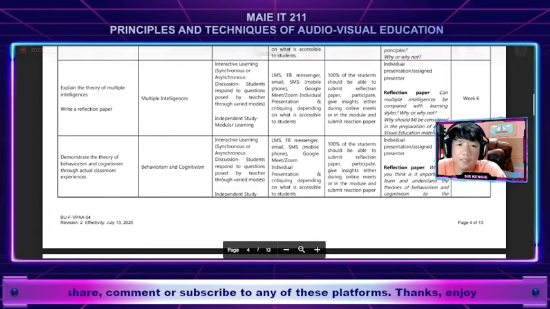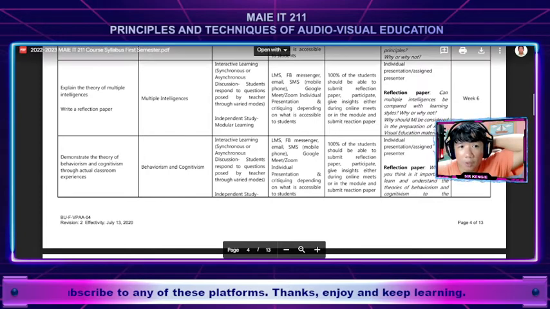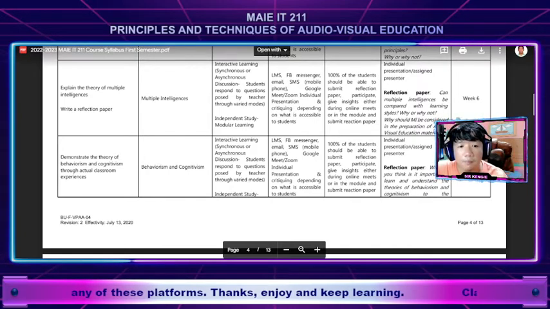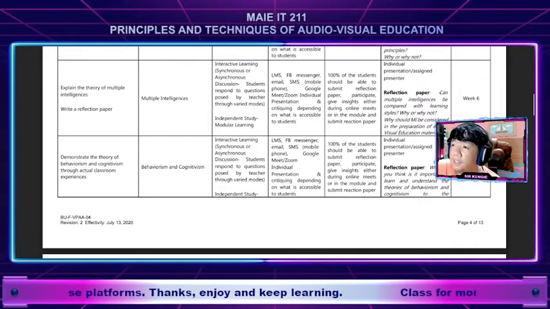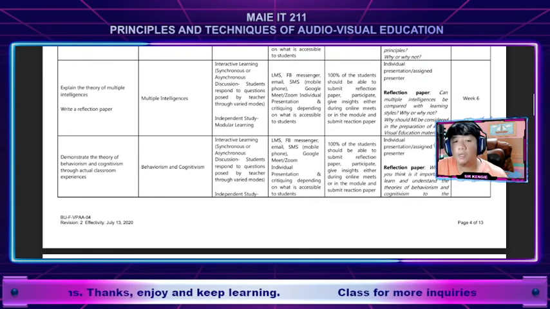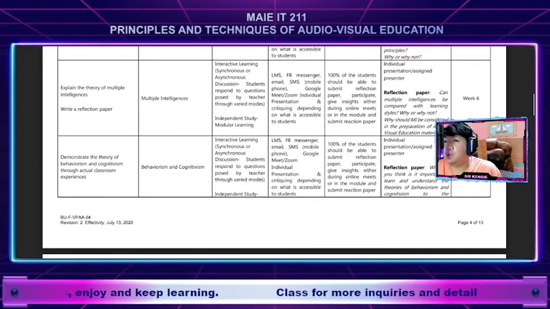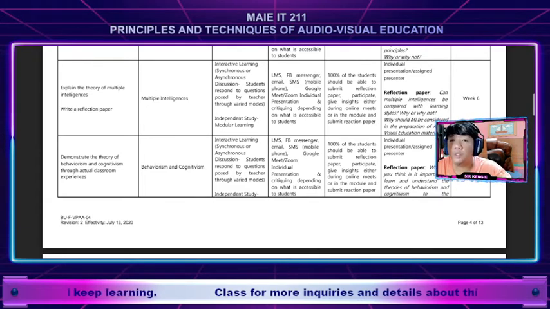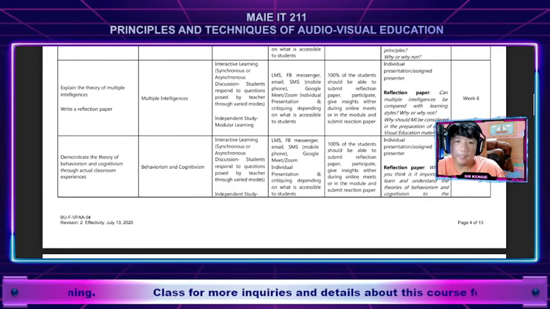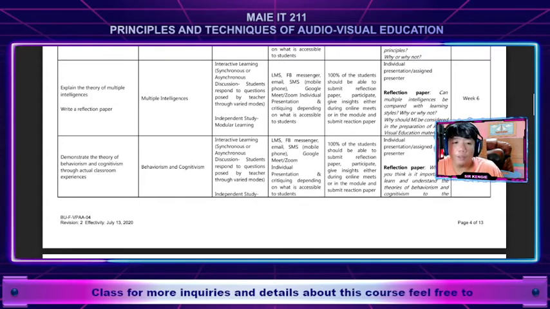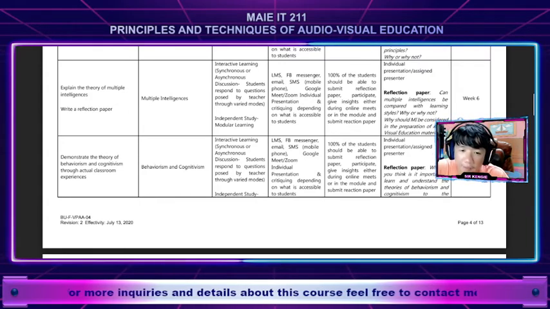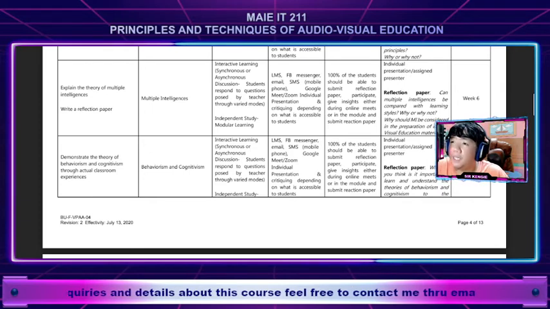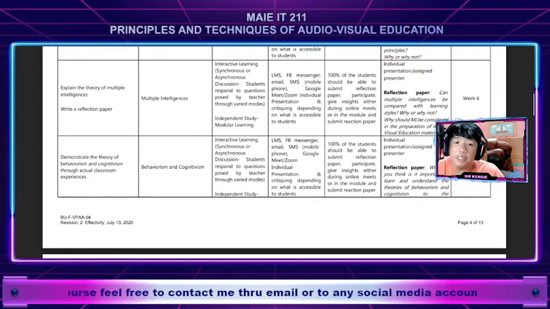I think you encountered this in your foundation, but here we will study it in the context of principles and techniques in audiovisual education. Because if you can still remember, class, behaviorism is a theory of learning. It is based on the idea that all behaviors are acquired through conditioning. Maybe you already encountered B.F. Skinner. The classical, the operant conditioning, theories about rewards and punishment.